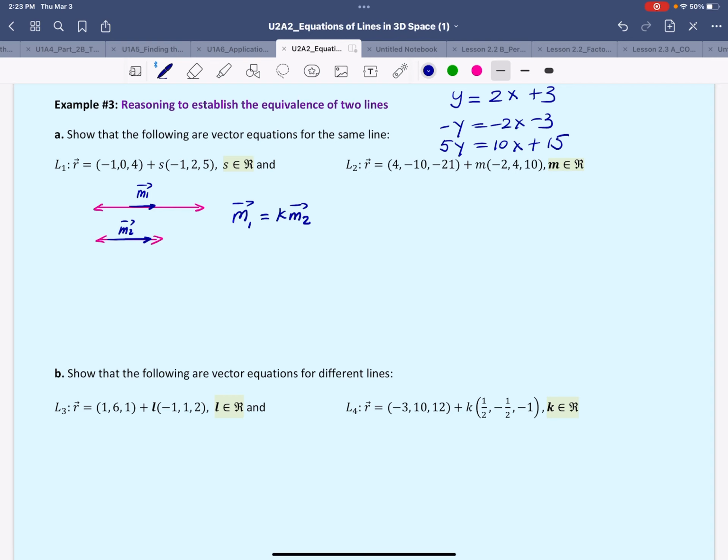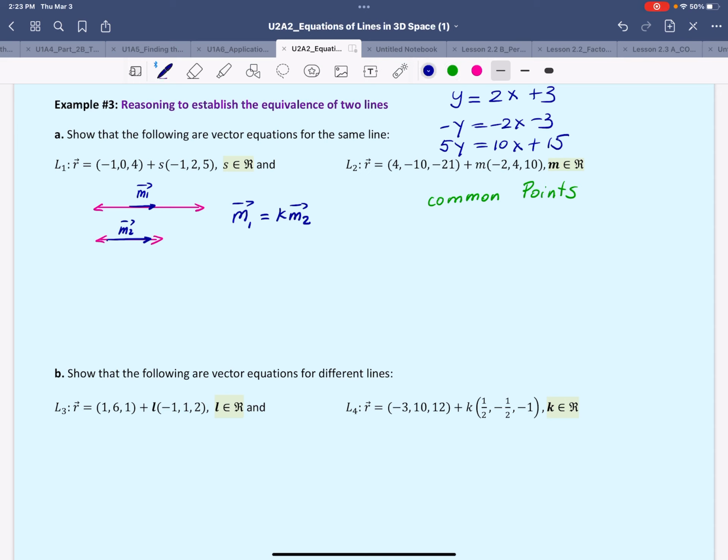Now, the second condition that must be fulfilled for two lines to be equivalent is not just the direction, but they must have at least a common point. And obviously, if they have one common point, they will have the rest of the points the same because they're going in the same direction. So we're going to say common point. These are the two things we need to keep in mind when proving the equivalency of the lines. And I'm going to start with the direction vectors.